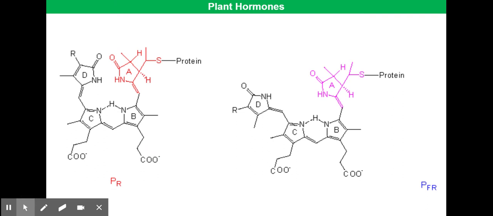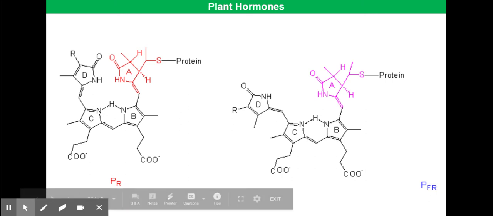Now on this slide, you can see the molecular structures of phytochrome red and phytochrome far red. These molecules have a protein and non-protein section. On the board, you can see the protein section is covalently bonded via a disulfide bond to the non-protein section of the molecule. Now, it's the non-protein portion of the molecule that forms the isomers. It has these two isomers, the phytochrome red isomer and the phytochrome far red isomer, and they're shown in red and purple on this slide.